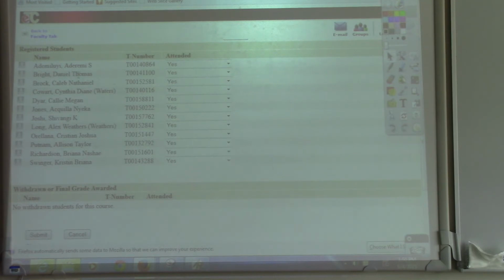Remy's here, Mr. Bright's here, Mr. Brock's here, Ms. Cowart's here, Ms. Dyer's here, Ms. Jones. Hello, Jones. Joshi's here, Long is here, Oriano's here, Putnam is here, Richardson is here, she switched seats on me, and Swinger is here. Okay, so I only got one person missing.